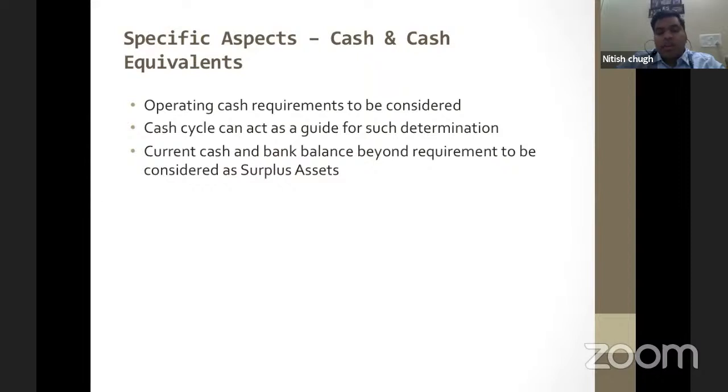And so the remaining balance is the surplus assets and needs to be added to the enterprise value as on day one. Because these are surplus assets, the fair value is added to arrive at EV as on day one. These are not going to be consumed in the operation of the business for generating the future cash flows.